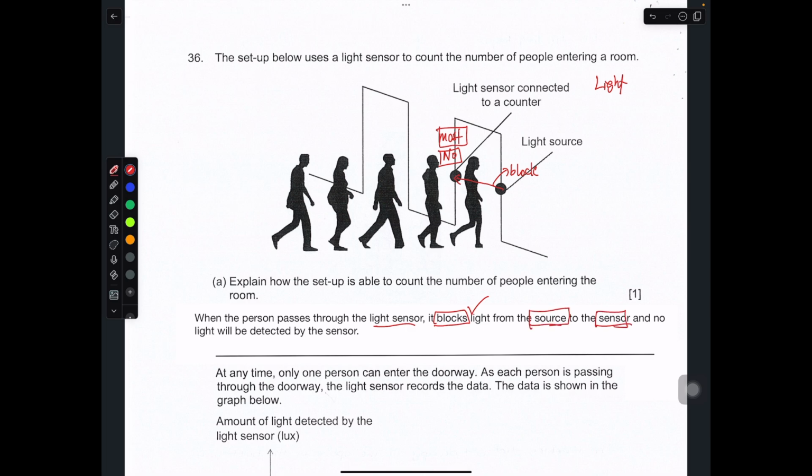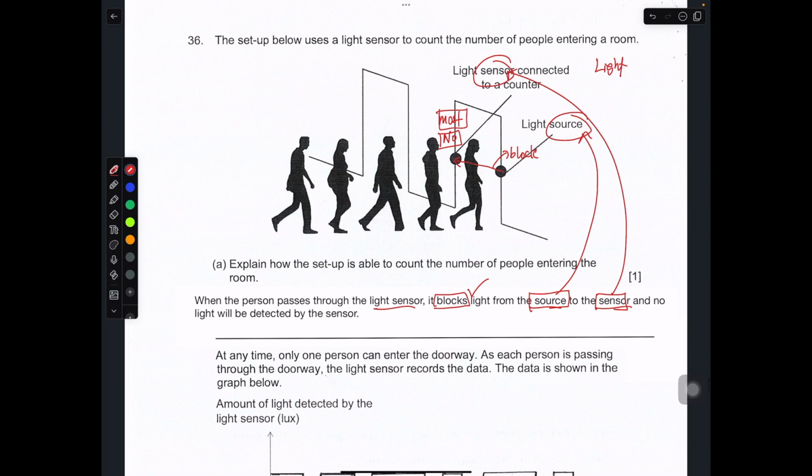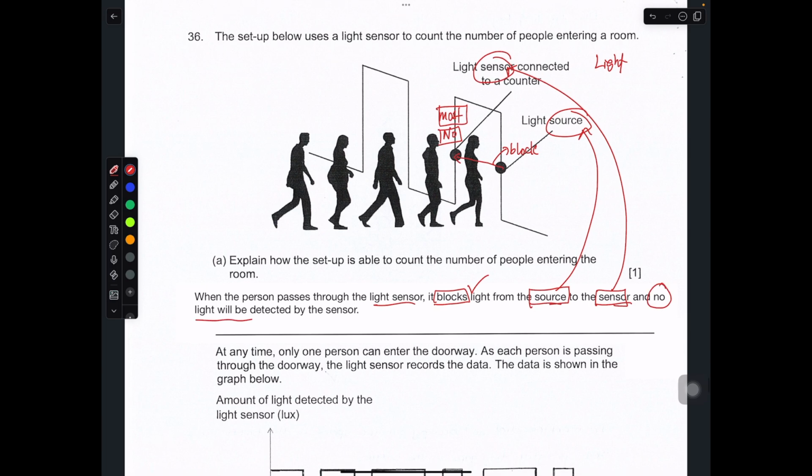Because these two parts are probably the words that have been given in the diagram, it's always best to use these words in the diagram itself: source, sensor. That's how you make a connection to the diagram with your answer. And no light will be detected. So when there's no light detected, it means someone passed through.